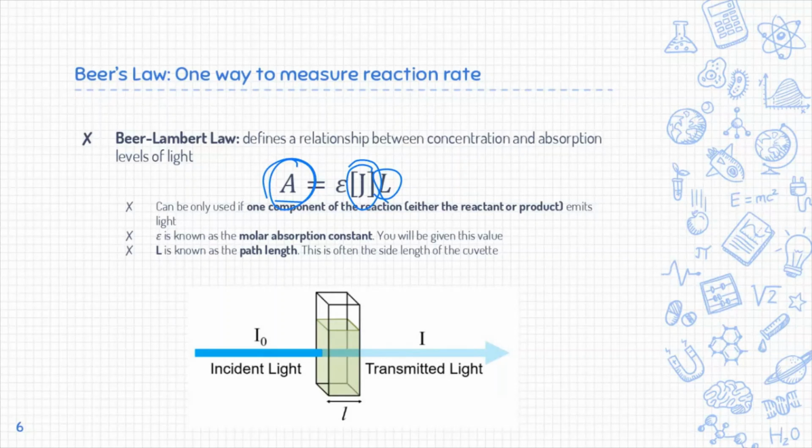Okay, so what does Beer-Lambert's law have to do with kinetics? Well, it basically gives us a way to measure the change of concentration. The change of concentration now relates to the change of absorption of light, which is something computers will deal with, but you still get the point.